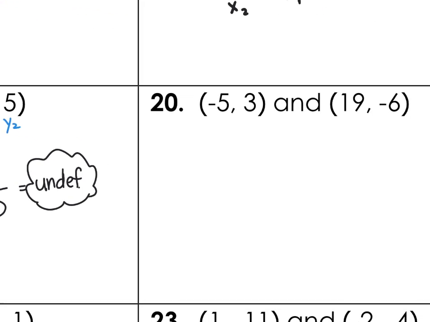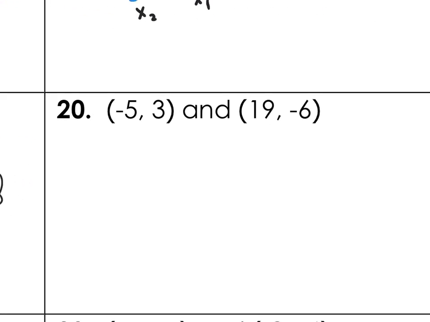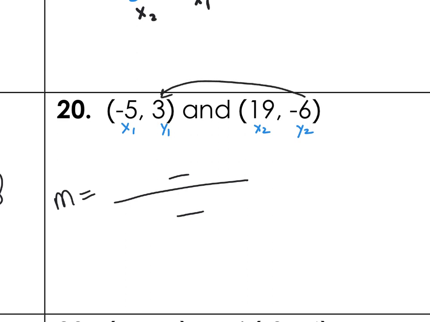20. All right. Label. X1, Y1. X2, Y2. Okay. So Y2 minus Y1 will be negative 6 minus 3. Okay, because Y2 minus Y1. Then X2 minus X1 is 19. And X1 is negative 5.